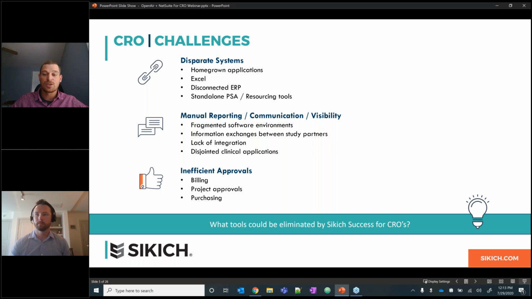Disjointed clinical applications, and do you have a LIMS system? Do they talk to your ERP? Do they tie into resourcing and inventory management? And then we'll focus on approvals too. Approvals aren't just I need to approve invoices or I need to approve time. Approvals kind of span the whole landscape. So we're going to talk about how do we tie in approvals and how do these two systems really give you the ability to more efficiently manage those approvals outside of things like email and paper documents.